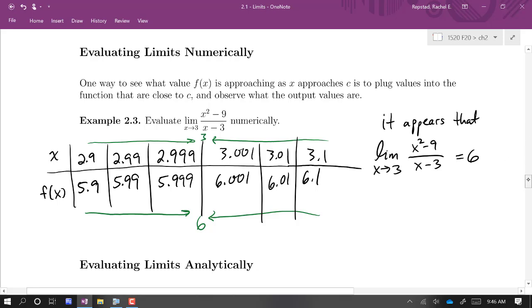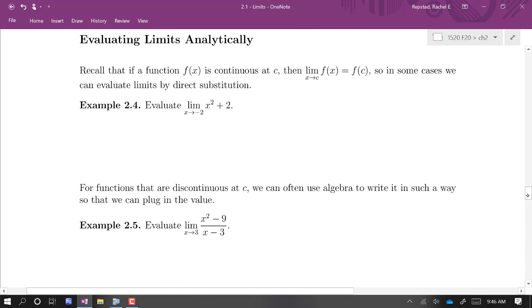We have another way to evaluate limits, and that's going to be our focus for the rest of this section: evaluating limits analytically. First we're going to recall that if a function is continuous, then the limit is just equal to the output at that value. So we can evaluate some limits just by plugging in the value. All polynomials are continuous, and for any function that is continuous at the value we're interested in, we can always just plug in that value.